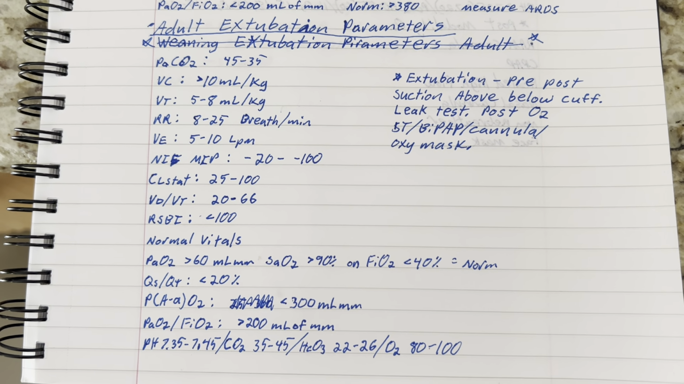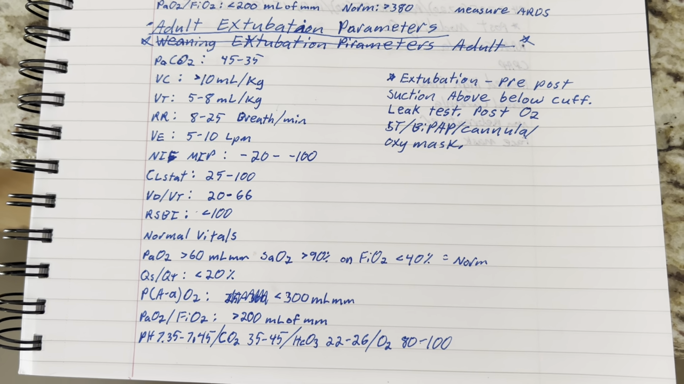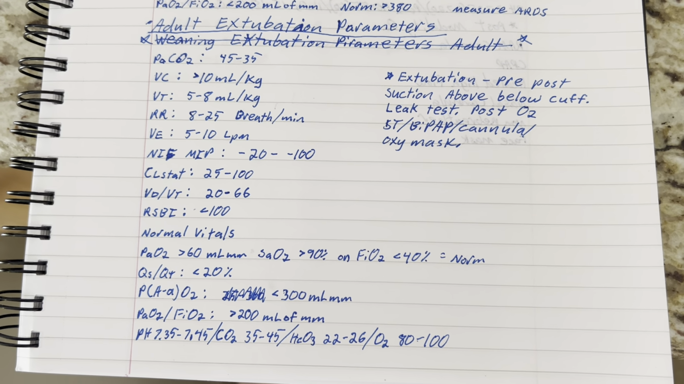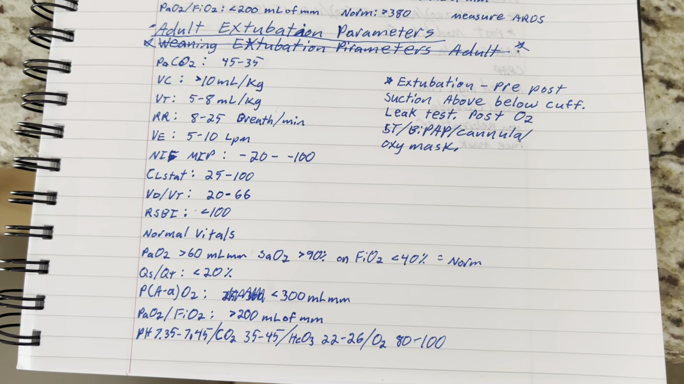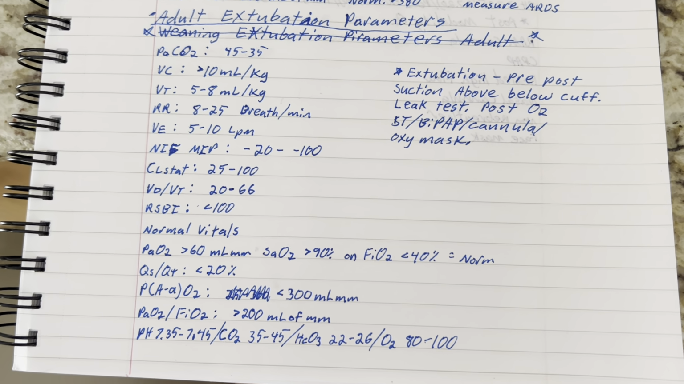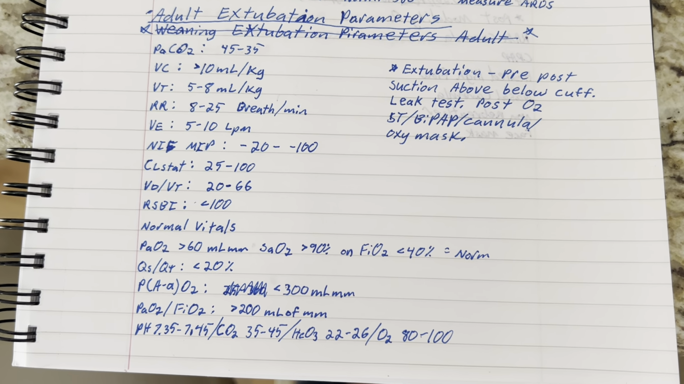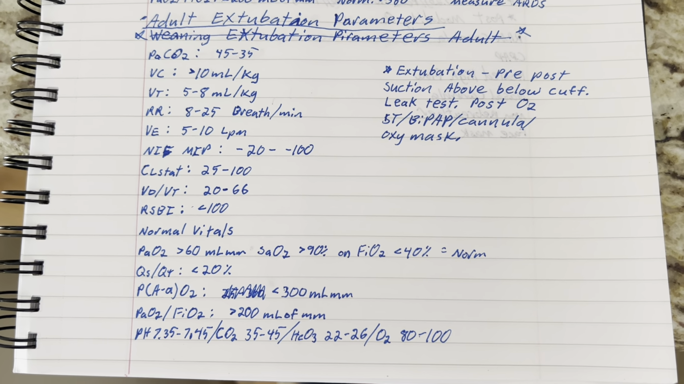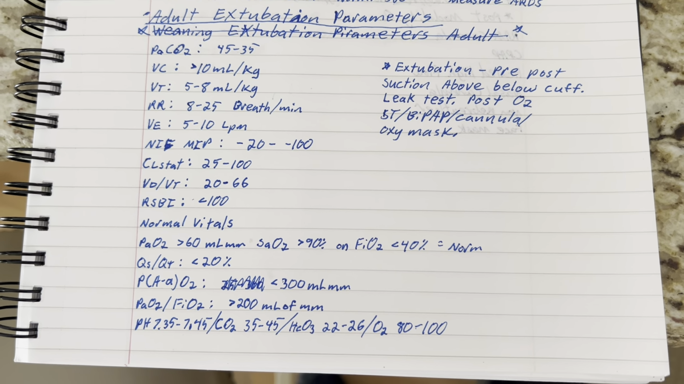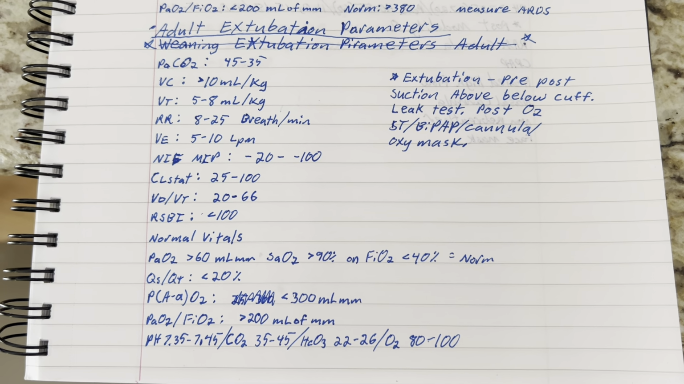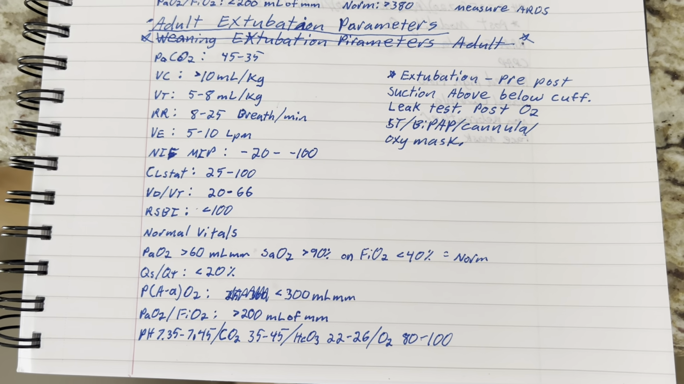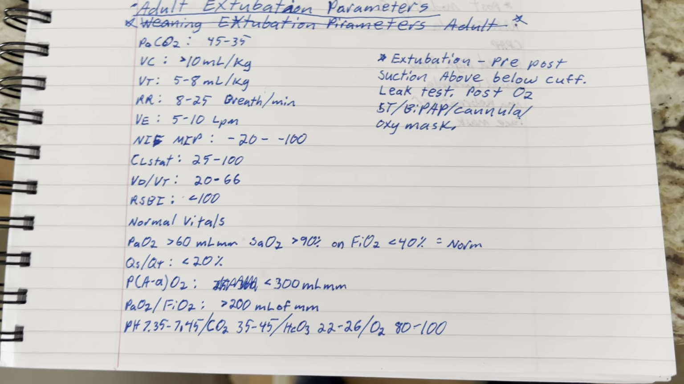Static compliance 25 to 100. Dead space 20 to 66. RSBI less than 100. Normal vitals. PaO2 greater than 60. SaO2 greater than 90% on an FiO2 of less than 40% equals normal.